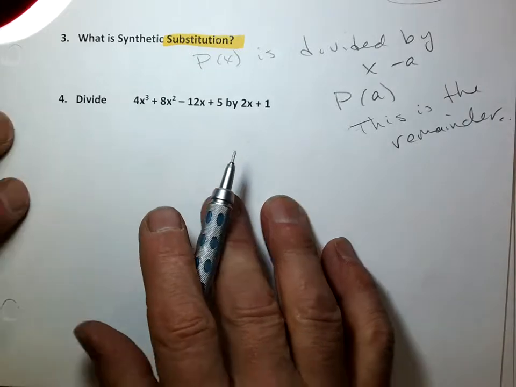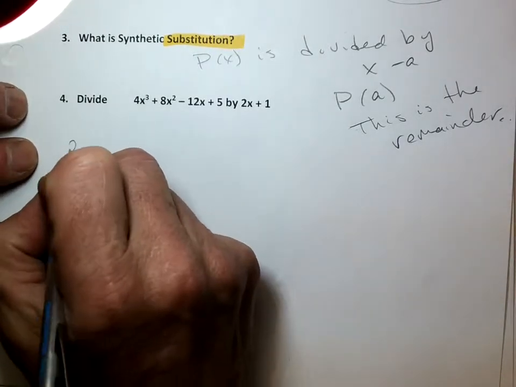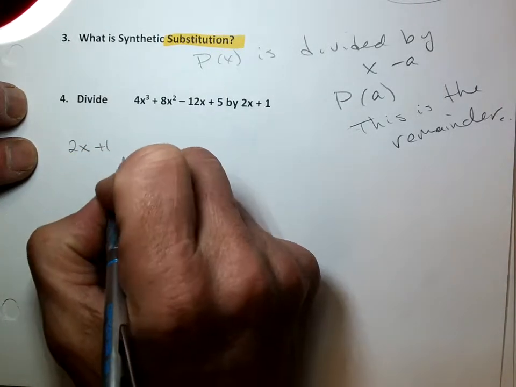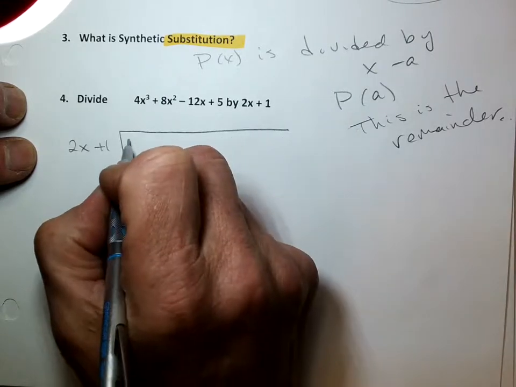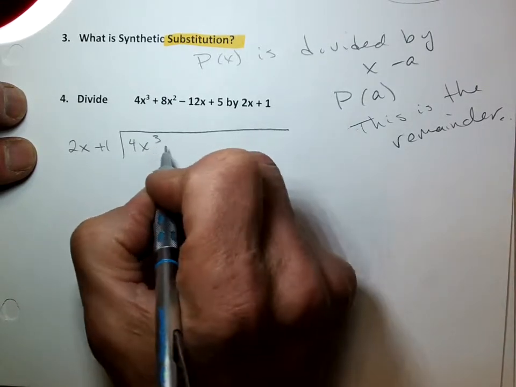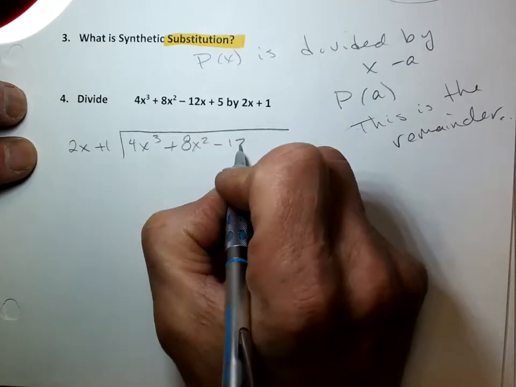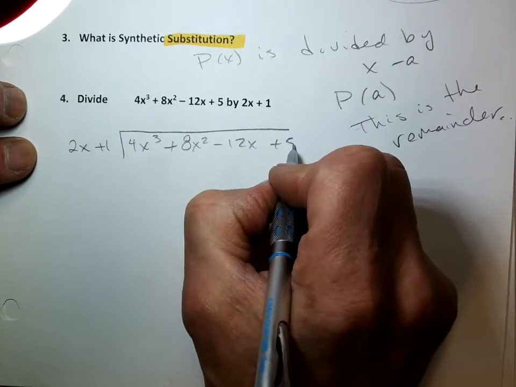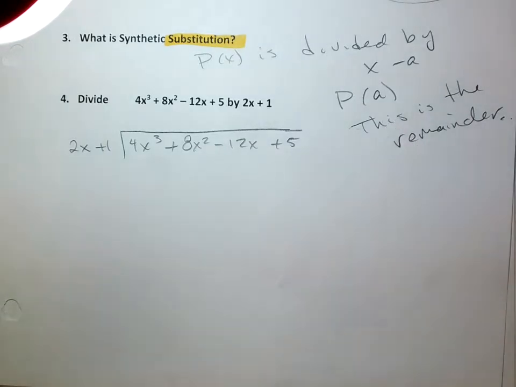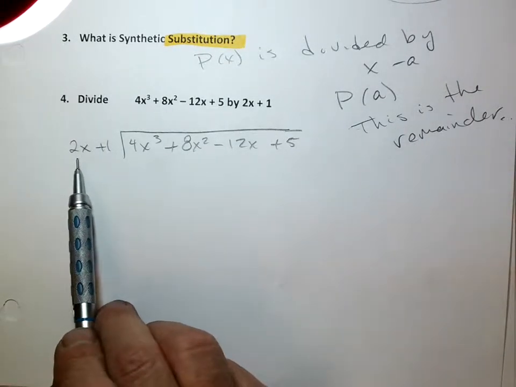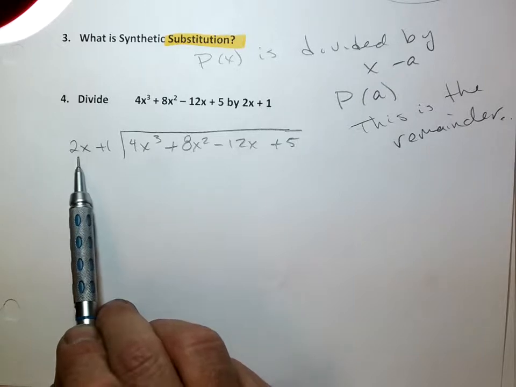So long division, we're going to take 2x plus 1 and divide it into 4x cubed plus 8x squared minus 12x plus 5. We have to do long division because there's a number in front of the x, a leading coefficient. If there were no number in front of the x, we'd just do synthetic division, and that's the easy one.